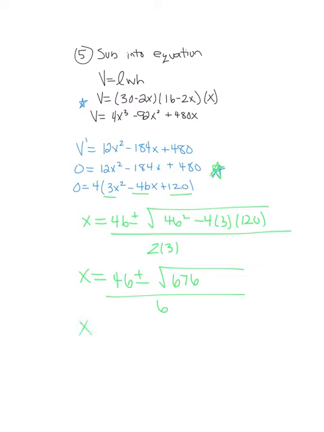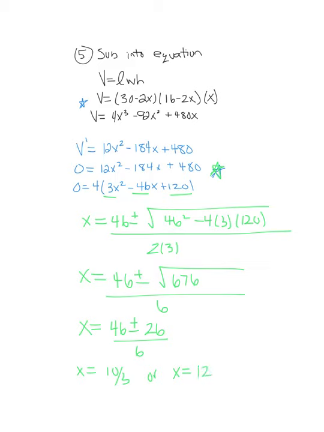Divided by 6, and that is going to be 46 plus or minus 26 over 6, which is going to leave me with the answer of x equals 20 over 6, or 10 over 3, or x equals 72 over 6, or 12.